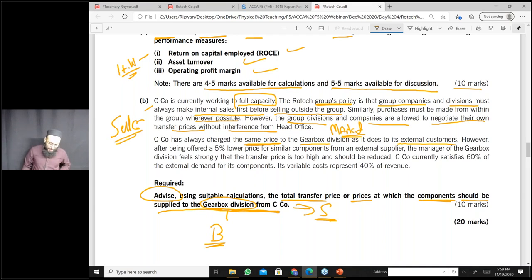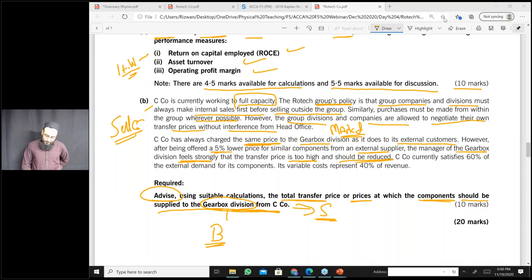However, after being offered a 5% lower price for similar components from an external supplier, the manager of gearbox feels strongly that the transfer price is too high and should be reduced. So the buying division got an offer from the external market: we will sell at a 5% lower price. So now the buyer is saying, okay, should I go for it? My internal transfer price is high because I can buy from the outside market.